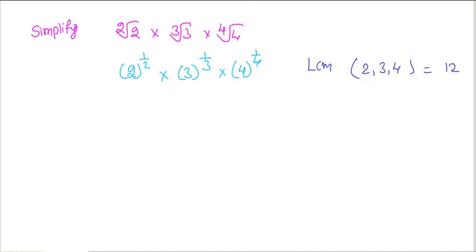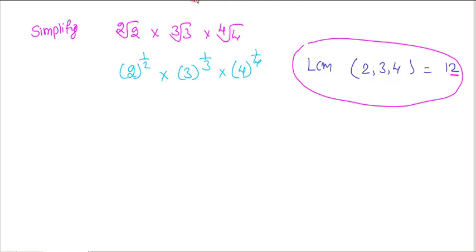Why we need to take LCM here means we need to observe these surds. The order of the first surd is 2, order of the second surd is 3, order of third surd is 4. That means three surds have to be multiplied that are of different orders. So we cannot multiply surds of different orders unless we convert them into the same order. To convert the surds into the same order, we need to take LCM of the orders. LCM of orders is 12. So we need to make each surd of order 12.